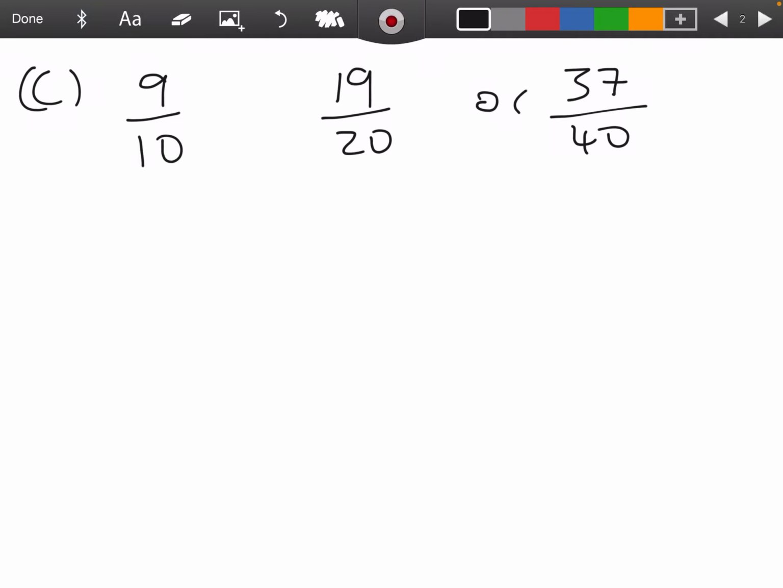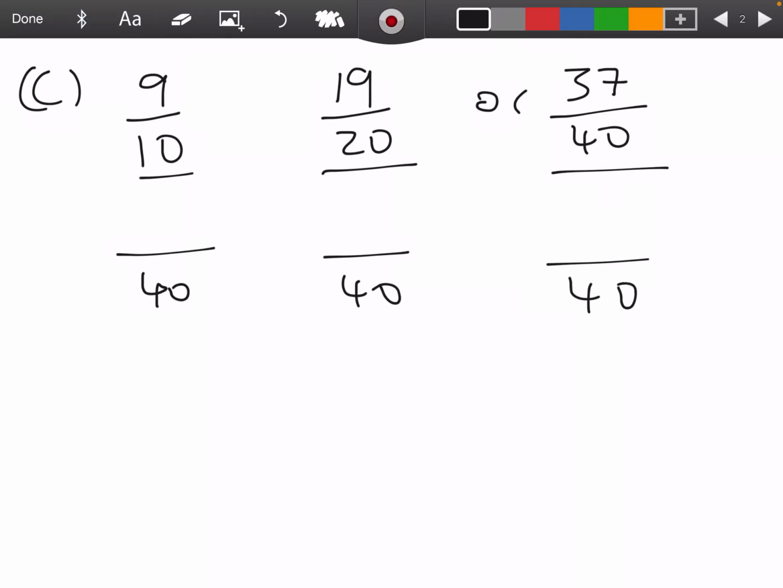So the question asks, is 9 over 10 closer to 19 over 20 or 37 over 40? And the way to do it, as we've said, very similar to what we did in the previous question, is that I want to put each thing in terms of something over 40.